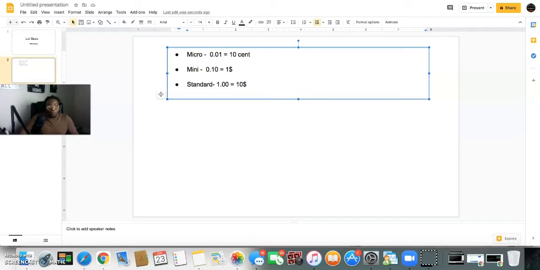So with a micro lot, if you have anything from 50 to, I'm gonna say $100, you will want to be using a micro lot just so you can manage your account better. Because like I say, that's 10 cents per pip.